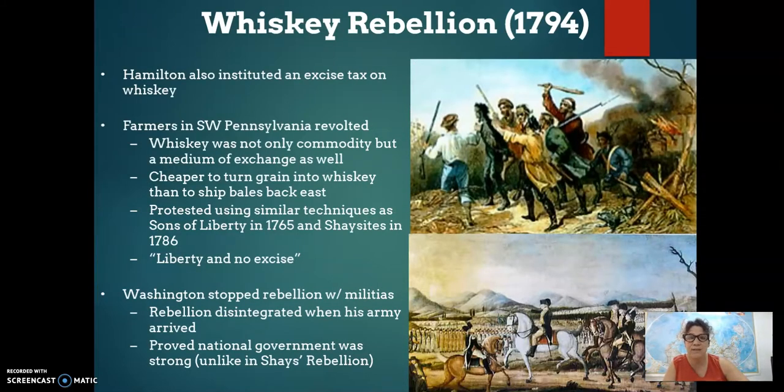I also mentioned the whiskey tax that he put in place to help pay off the debt. This whiskey tax ended up leading to rebellion because people did like to drink alcohol. So when their liquor was taxed, they got very upset. Washington's response to this rebellion is interesting because, like Shays' rebellion, the response was very heavy-handed and very controversial.